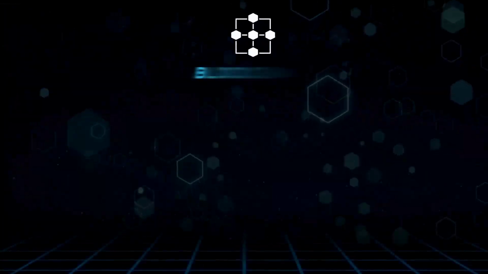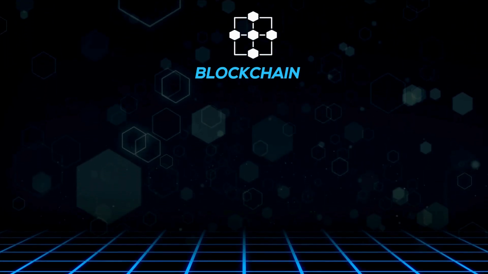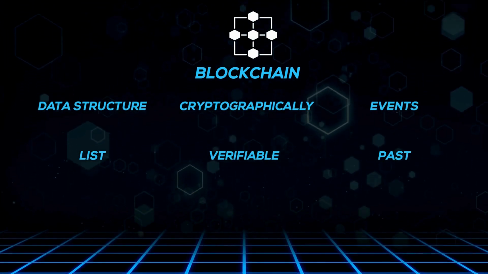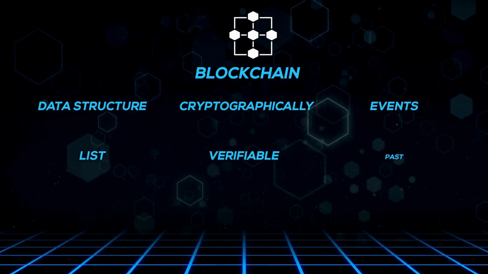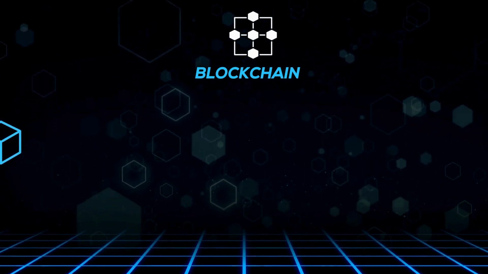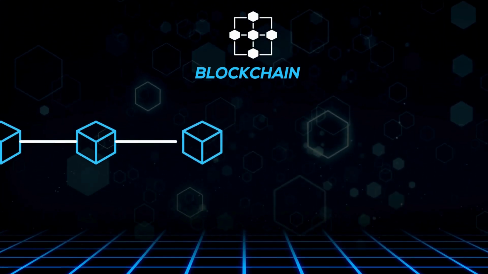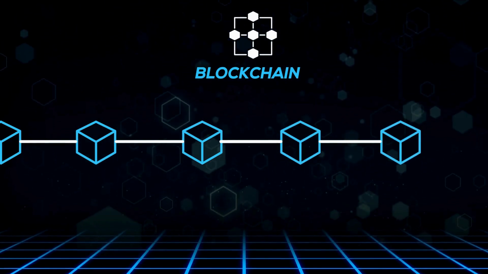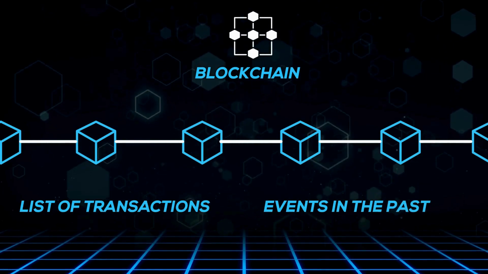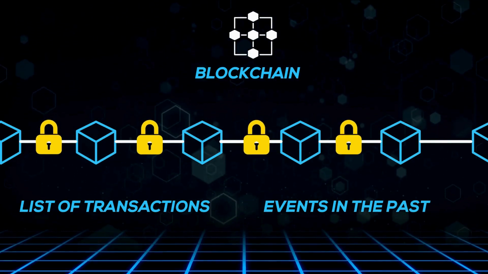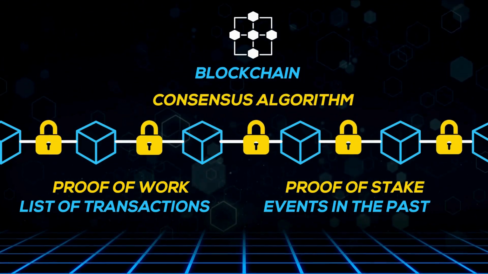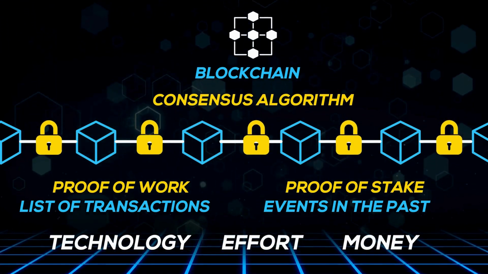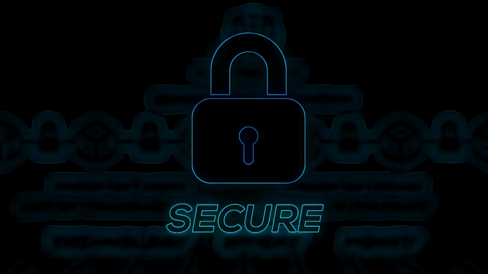What is a blockchain? A blockchain is a data structure, and it is a list of cryptographically verifiable events that happened in the past. Its form and structure is a chain of blocks. Each block, out there in cyberspace, contains a list of transactions or a list of events in the past, and they're secured and linked together by either a proof of work or a proof of stake or some other consensus algorithm that brings together technology and effort and money so that it starts to be secure. Now, blockchains are out there to solve a particular problem in the world.